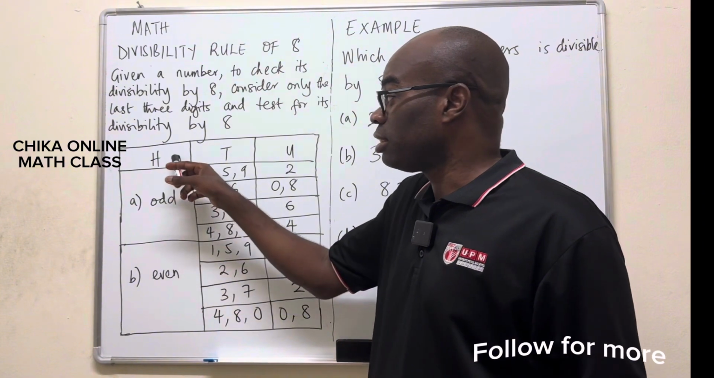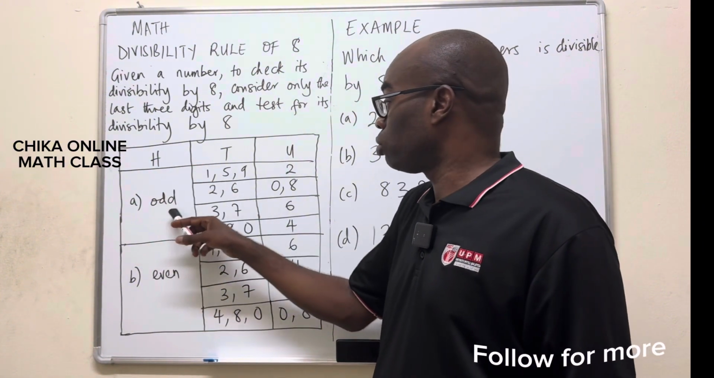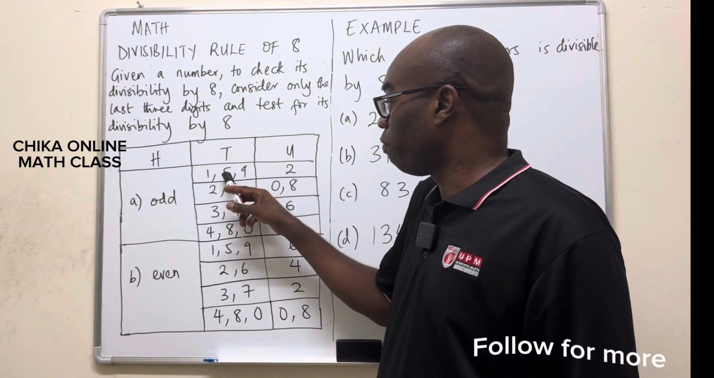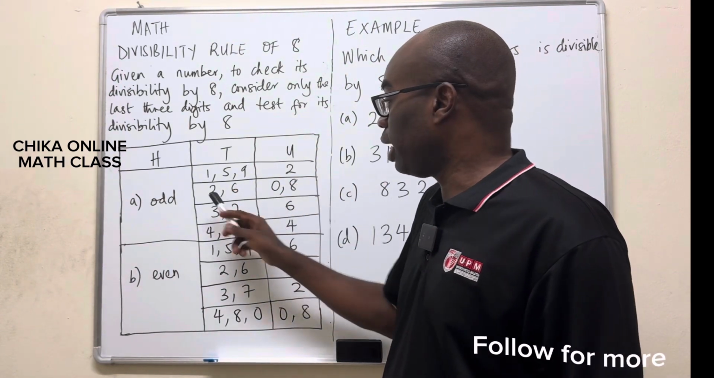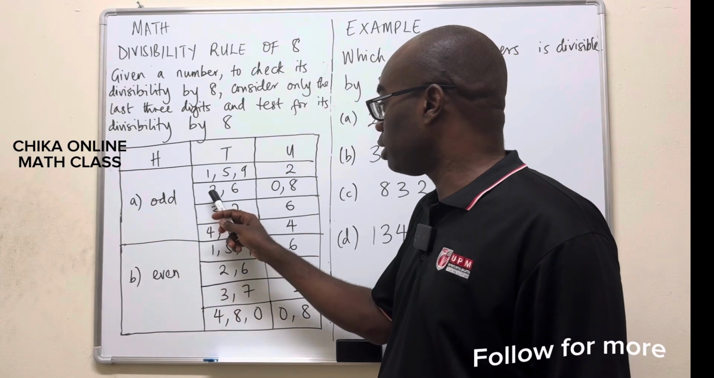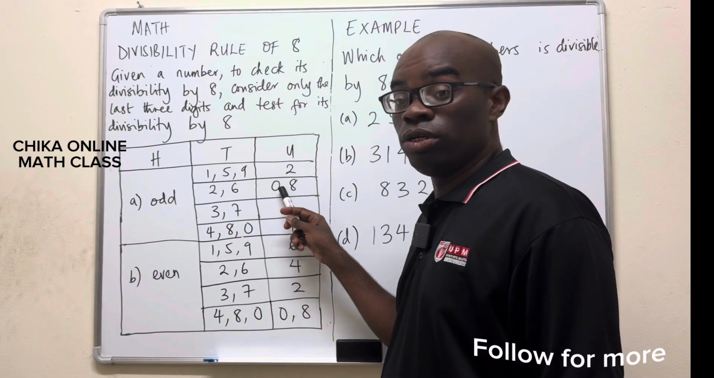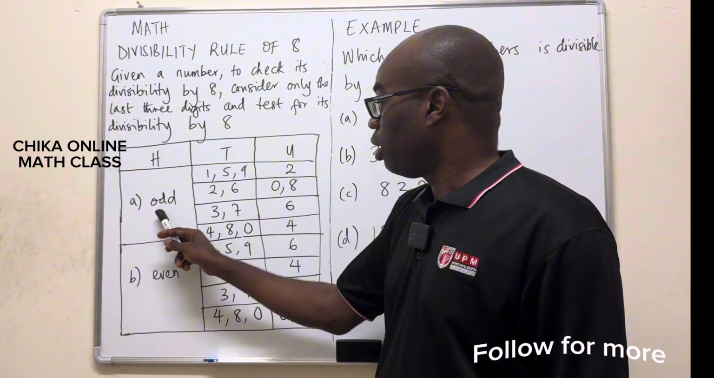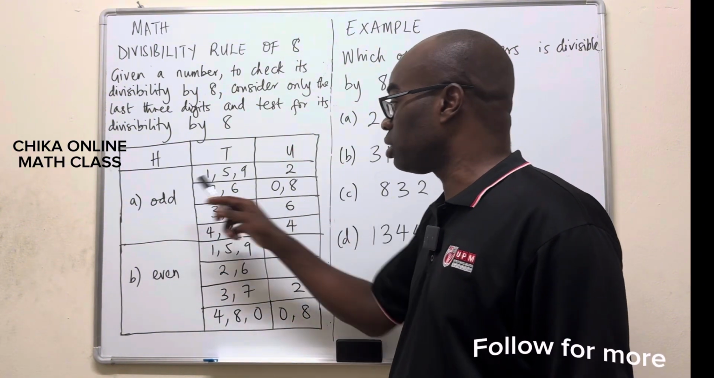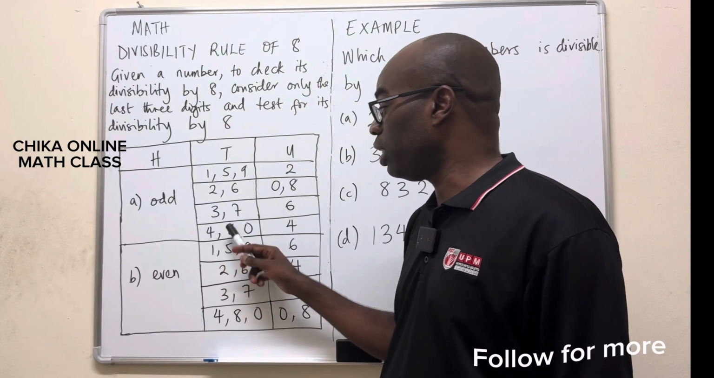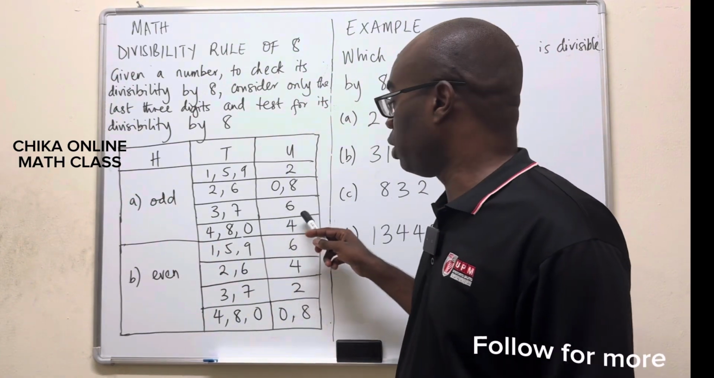If the hundreds term is odd, and the tens is 1, 5 or 9, then the unit must be 2 for it to be divisible by 8. If odd, then tens is 2 or 6, then the units must be 0 or 8. If the hundreds is odd and tens is 3 or 7, then the unit must be 6. If the hundreds is odd and tens is 4, 8 or 0, the unit term must be 4.